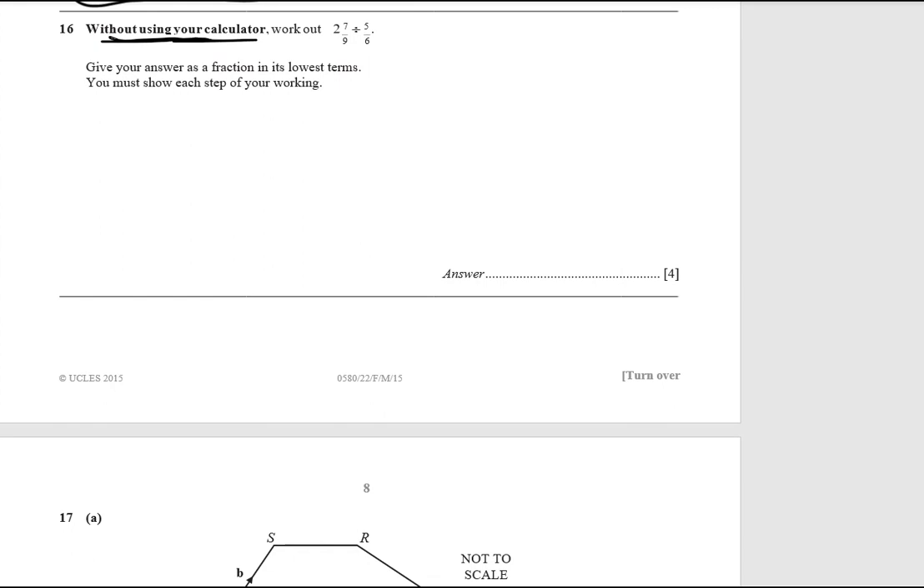Without using your calculator, work out 2 7 over 9 divided by 5 over 6. Give your answer as a fraction in its lowest terms. You must show each step of your working.